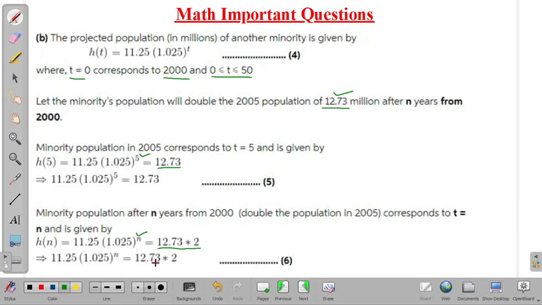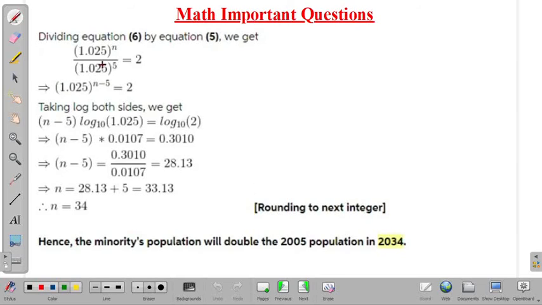Here also, if we divide 6 by 5, 12.73 will be removed, and we get 1.025 to the power n divided by 1.025 to the power 5 equals 2. To find the value of n we need to take logarithm on both sides. Again using the power rule of logarithm, we get n minus 5 times log of 1.025 equal to log of 2. The base will be 10 on both sides.